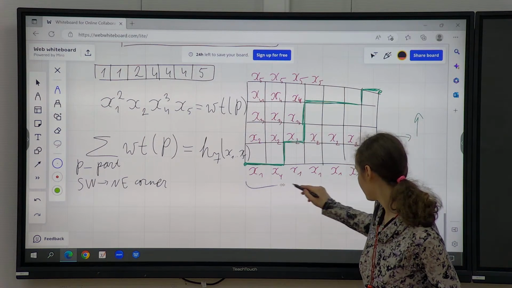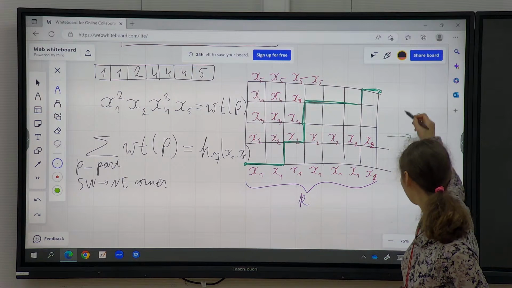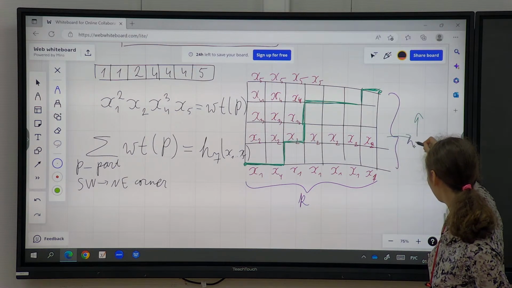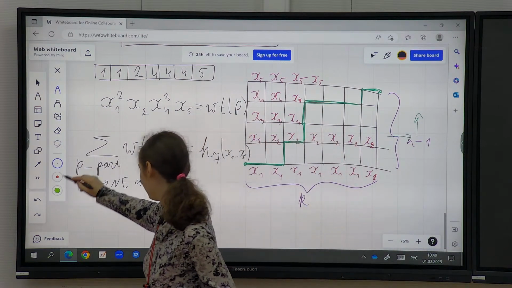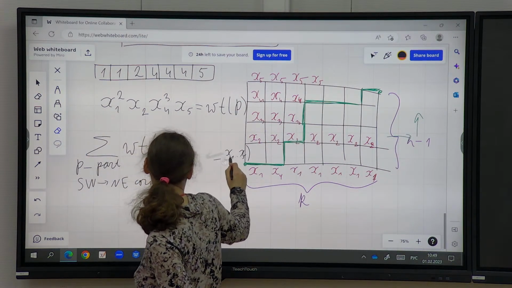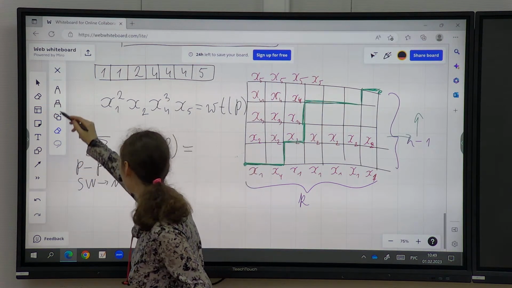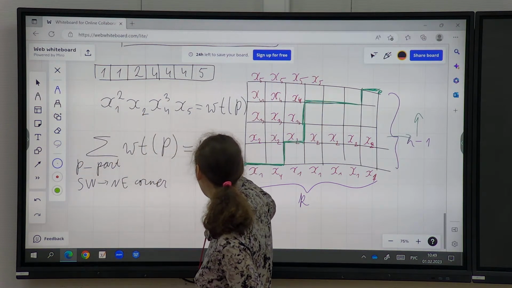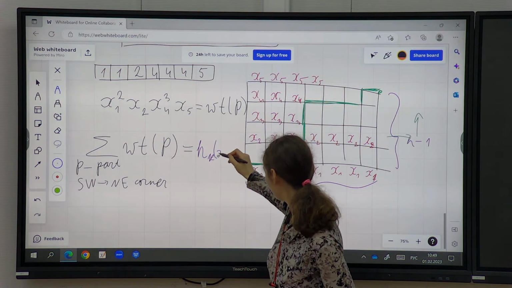So, we have k here and n-1 here. And we will get h_k of n variables.